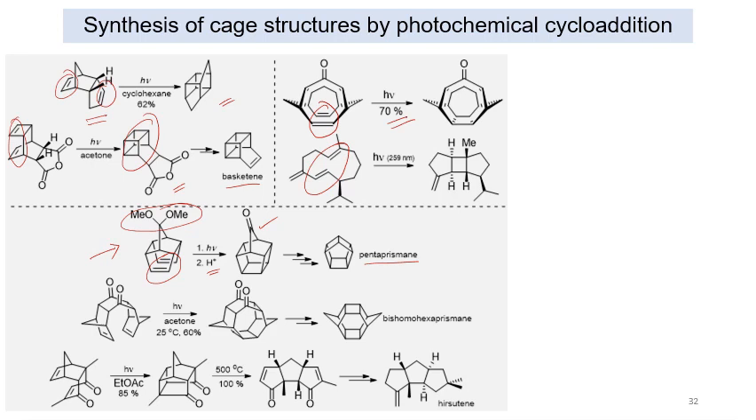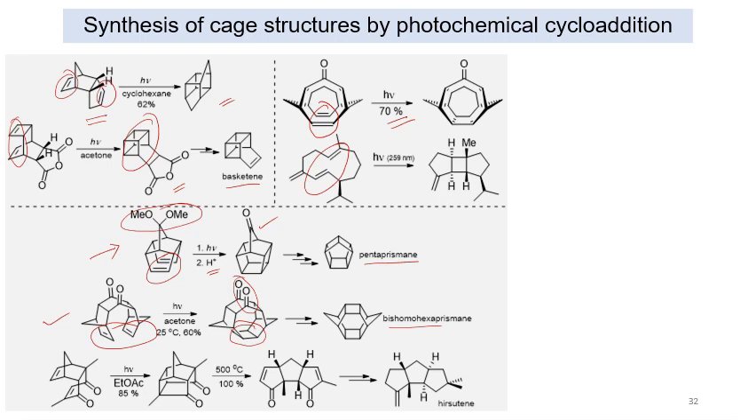This particular molecule in this case reacts beautifully well. These are wonderfully placed to give you a cyclobutane by a 2+2 cycloaddition under photochemical conditions, and in a variety of steps these can be decarbonylated to give you the bishomohexaprismane.